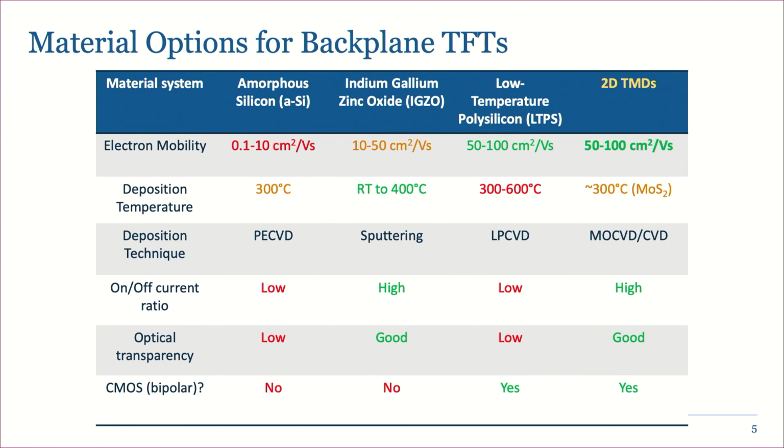And we argue that 2D materials, at least for the properties listed here, are pretty good. They have reasonably high mobilities compared to LTPS. You can deposit them at reasonably low temperatures, and they have a good on-off current ratio. They're optically transparent, and you can access both P-type and N-type transistors.